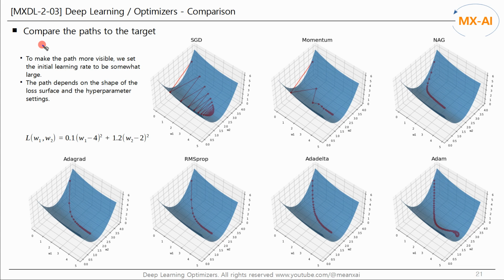Let's take a look at the results. If you set the global learning rate large, you can see this zigzag oscillation in the stochastic gradient descent optimizer. The momentum optimizer dampens oscillations, while other optimizers gradually find the target point as follows. The path depends on the shape of the loss surface and the hyperparameter settings.